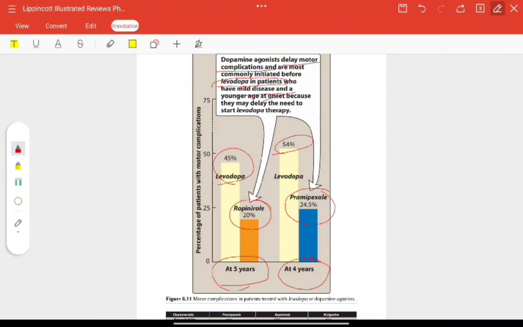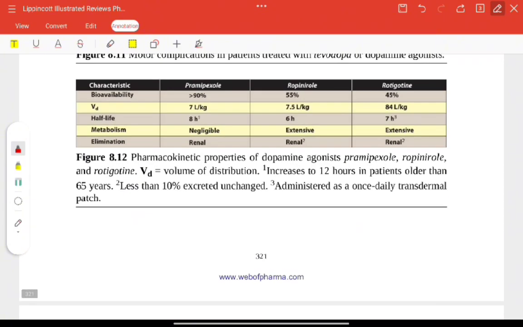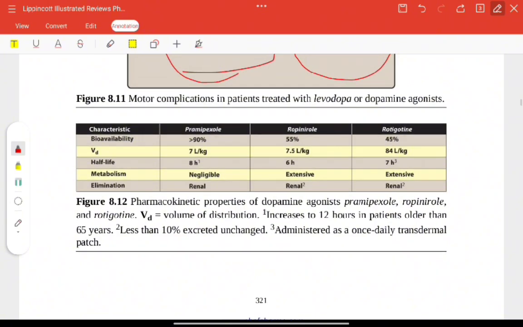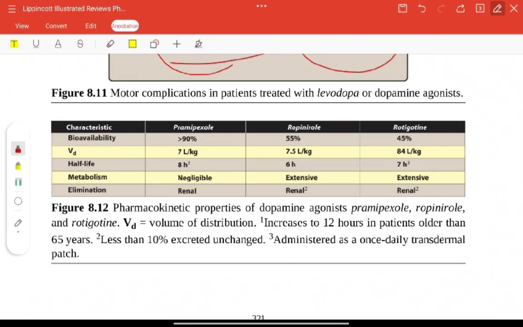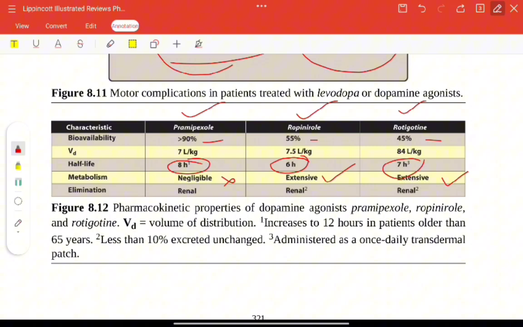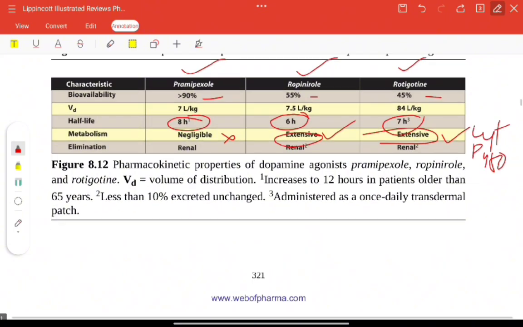Ropinirole and pramipexole. Now this is a summary table of pharmacokinetic properties for pramipexole, ropinirole, and rotigotine, which are non-ergot derivative dopamine agonists. Bioavailability is 90%, 55% and 45%. Half-life is 8 hours, 6 hours and 7 hours. And metabolism is negligible for one and extensive for others, so enzyme inhibitors or inducers will affect them. Elimination is mainly renal.